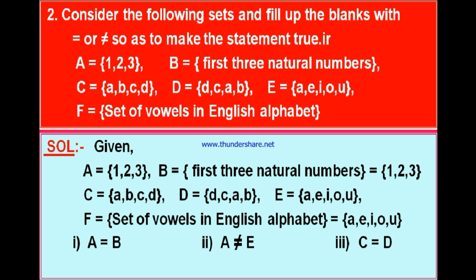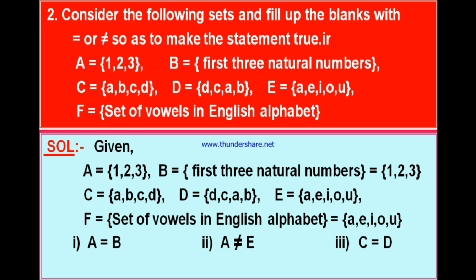And the second bit, A and E. Look at A and E. The elements in A are 1, 2, 3, whereas the elements in E are A, E, I, O, U. The elements are different, therefore A is not equal to E. A and E, both the sets are not equal.